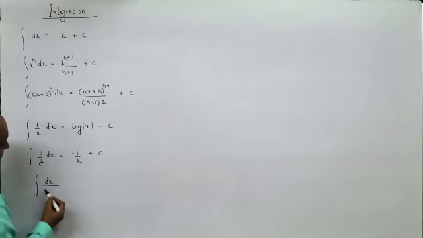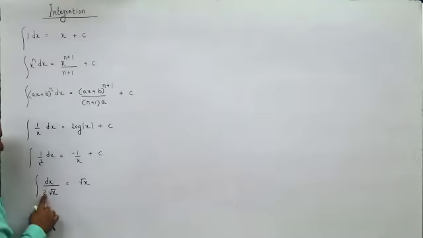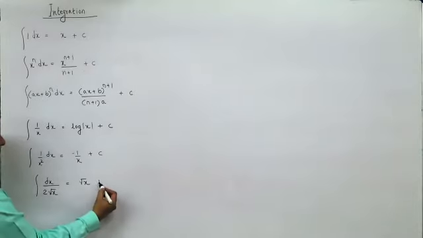what is integration of dx upon 2 root x? Derivative of what is 1 upon 2 root x? It is root x. So if you have 1 upon 2 root x, it would be root x plus c.